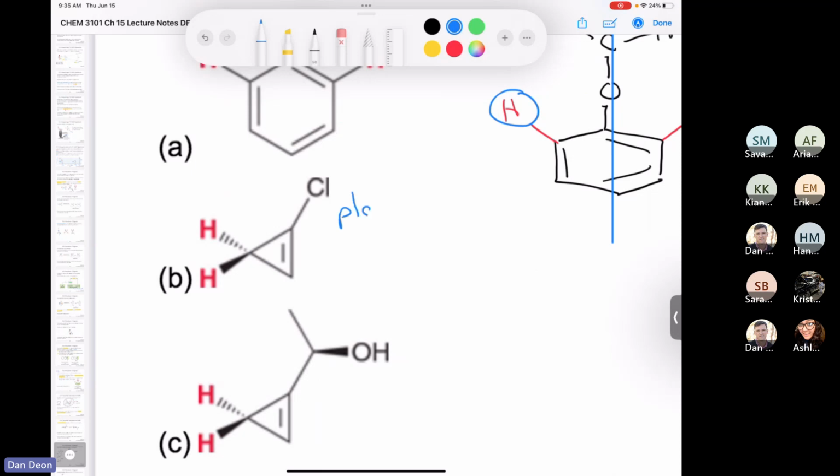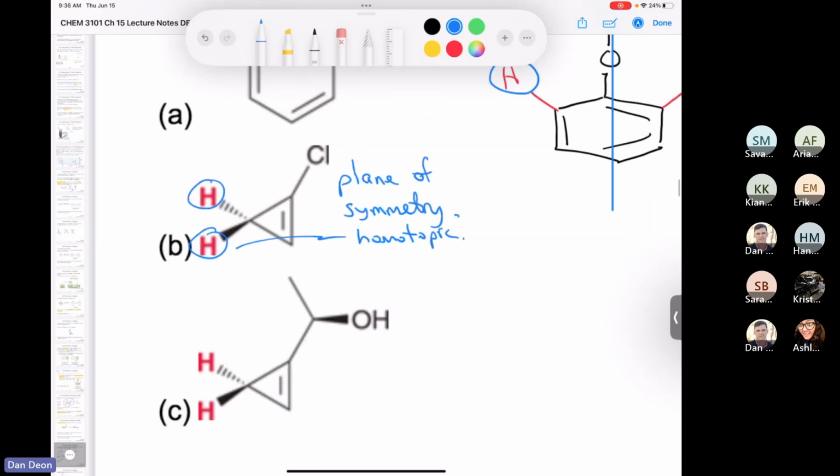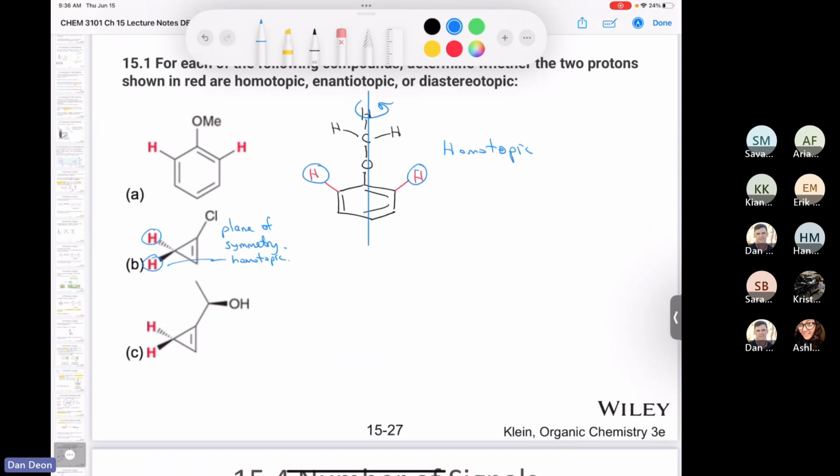Yes, so a plane of symmetry. And so we would say that these two protons are, again, homotopic. All right. So with that one, we have a plane of symmetry. And again, if you're unsure about that, what you could do is you could do the replacement test, right?